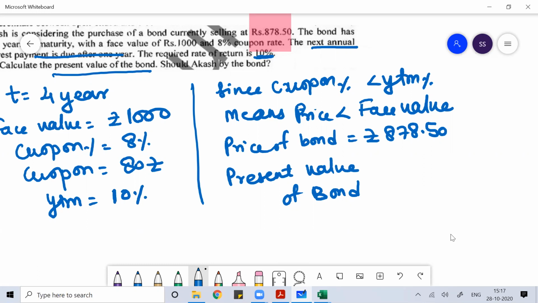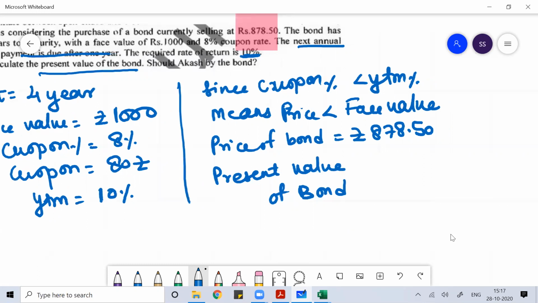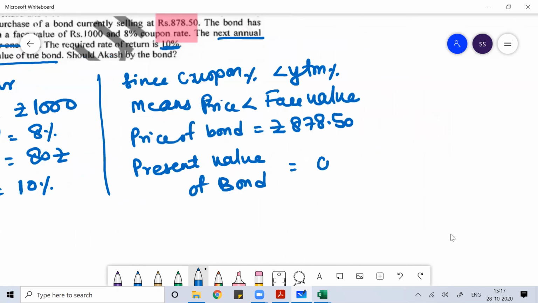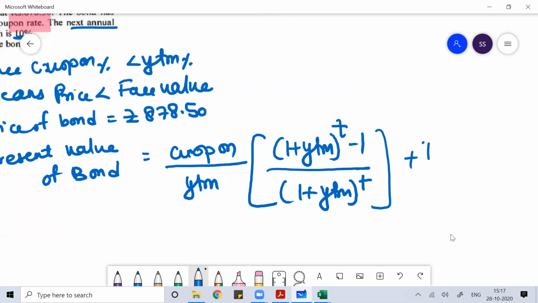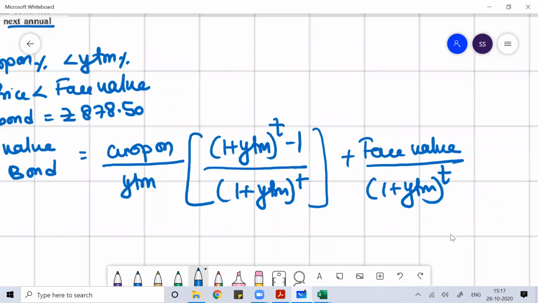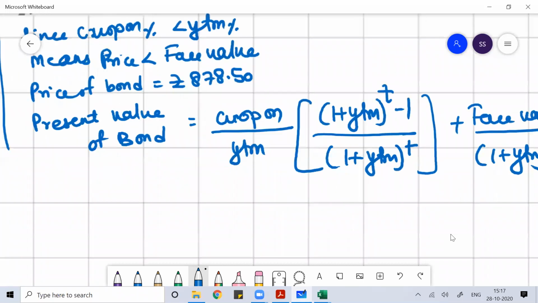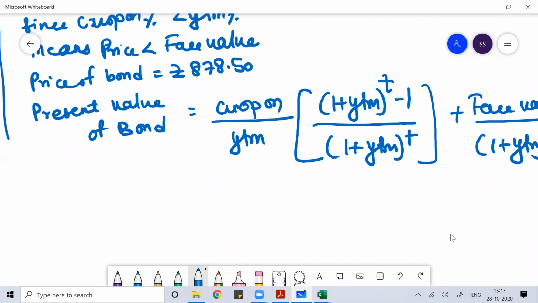So when we have to determine the present value of the bond, we use the same formula: the coupon divided by YTM, into 1 plus YTM to the power t minus 1, divided by 1 plus YTM to the power t, plus the face value divided by 1 plus YTM to the power t. Many of you would be getting confused, because this is the formula I told you for the price of the bond.